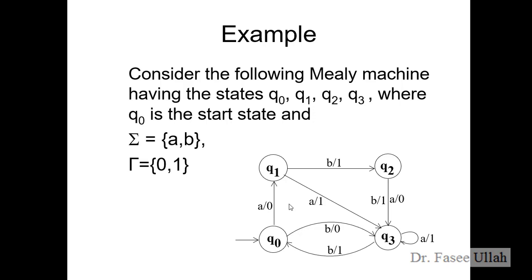Consider the following Mealy machine having the states Q0, Q1, Q2, and Q3, where Q0 is the starting state. We have the inputs A and B, and the outputs 0 and 1. One important point here is how we can know from a diagram whether it is a representation of a Mealy machine or a Moore machine. In a Moore machine, each state has the output as well, like Q0 by 0, Q1 by 0, or Q2 by 1, and so on. So that represents the Moore machine.